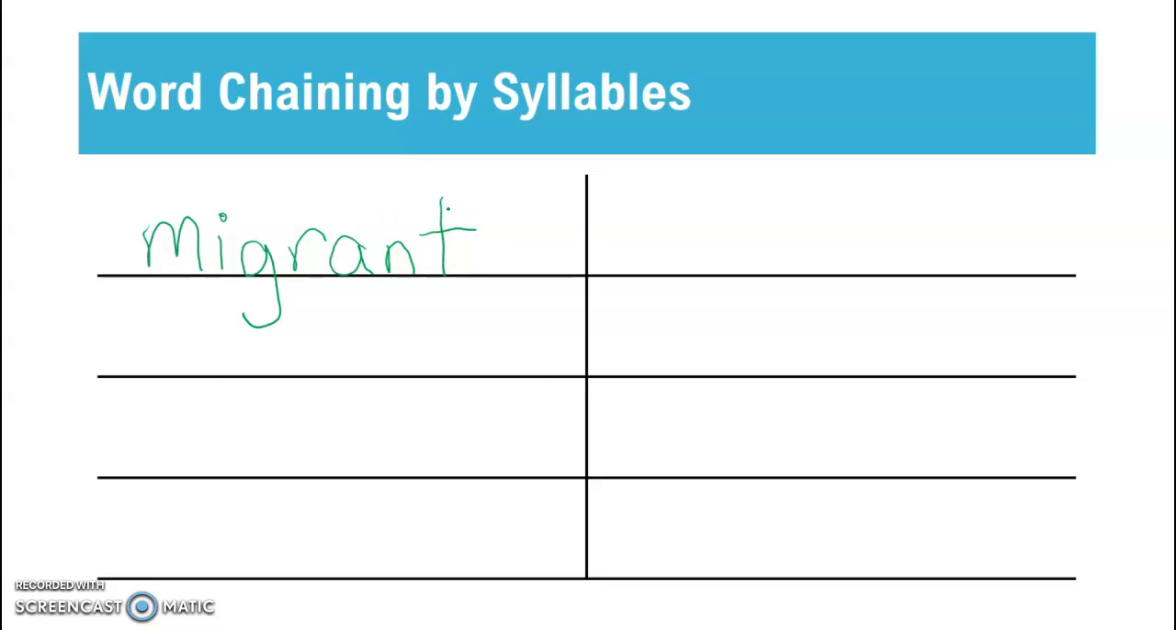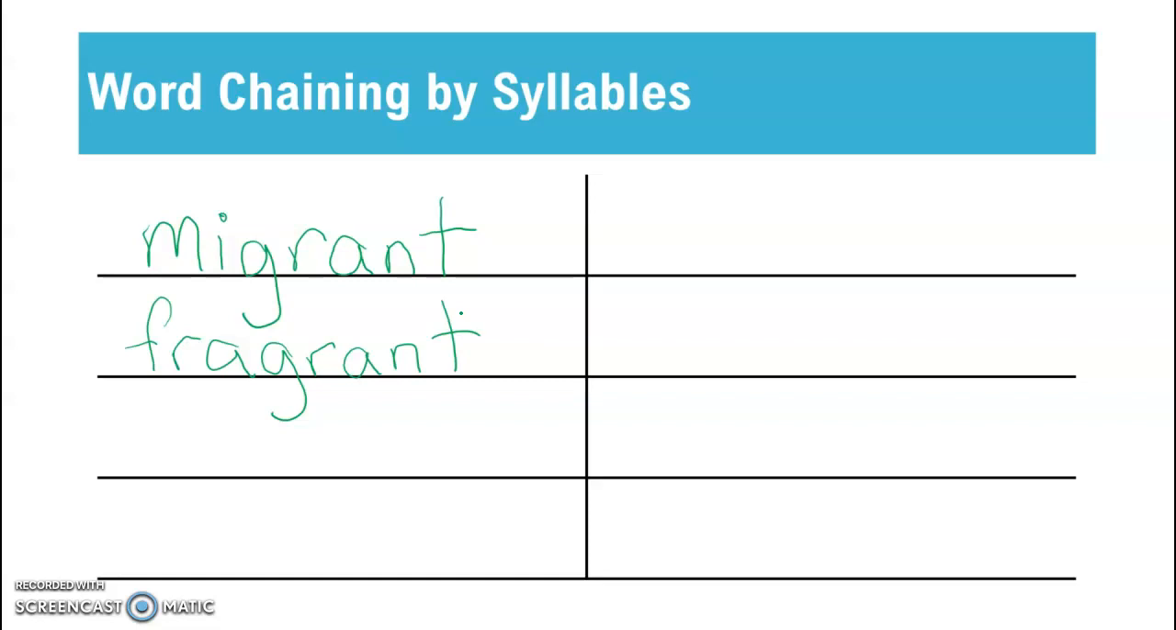Change migrant to fragrant. What's the first syllable? It is fray, so write fray. The second syllable is grant, so write grant. Spelled with an A again, fragrant. Make sure you spelled the word correctly and your G should go low.